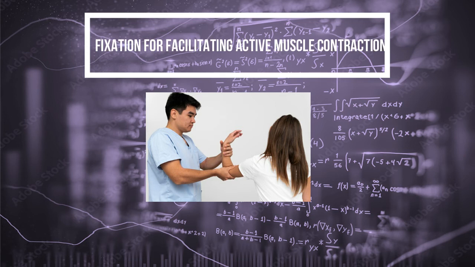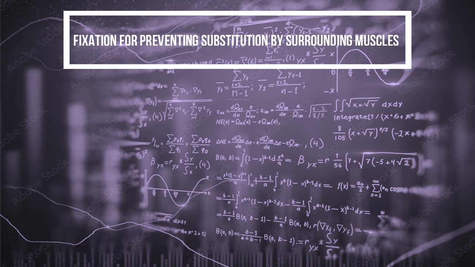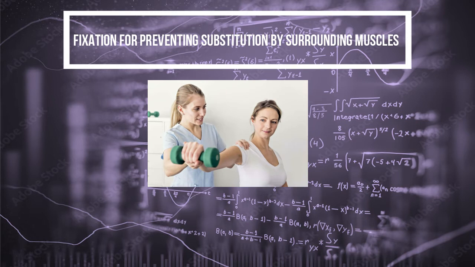Let's take the biceps curl example. Fix patient's upper arm by wrapping your hand around it. This will facilitate biceps active contraction. Another advantage of using fixation technique is to prevent substitution by surrounding muscles that you do not intend to strengthen. For example, in the case of shoulder flexion earlier, your patient might substitute it by shrugging or elevating shoulder and using upper trapezius and not anterior deltoid.